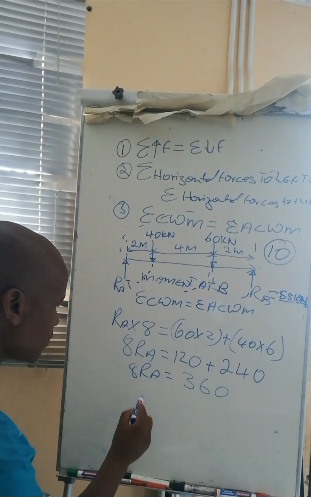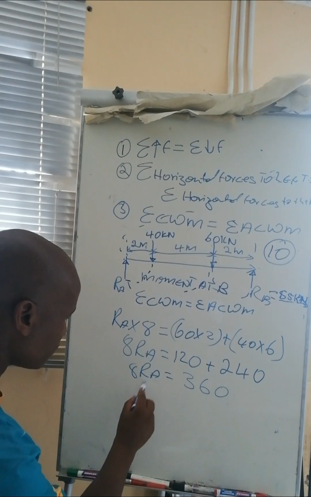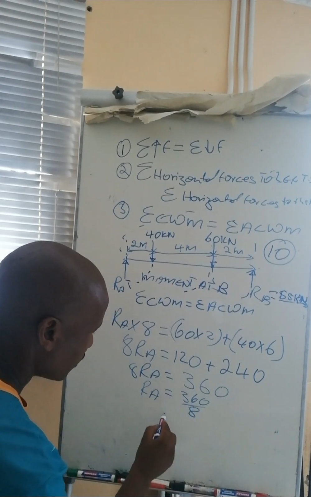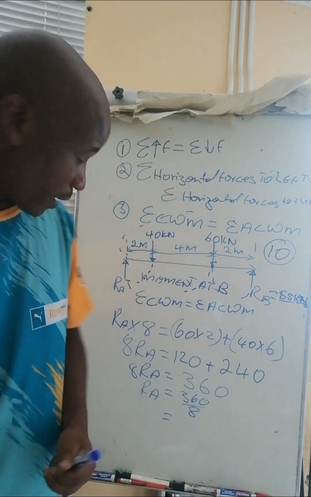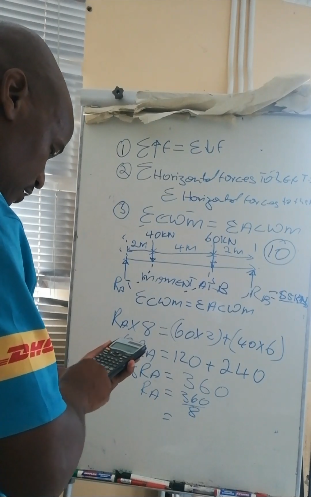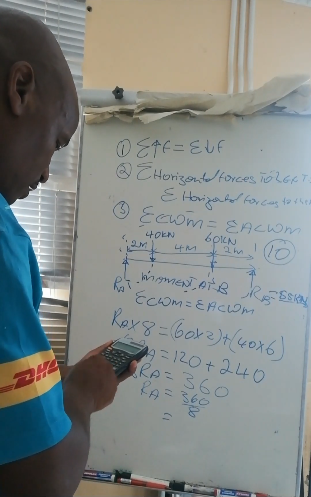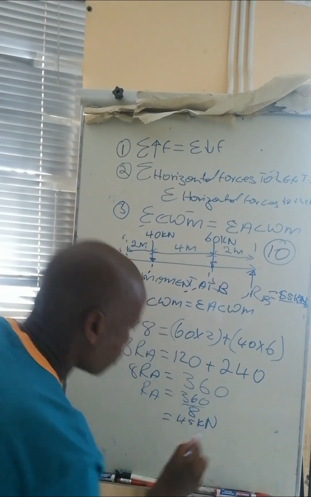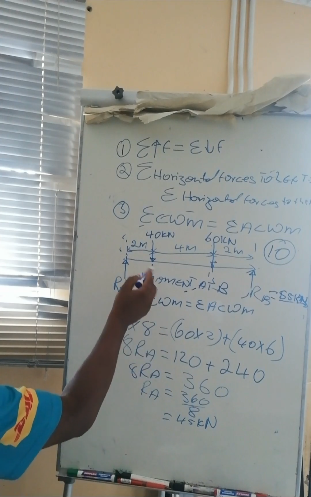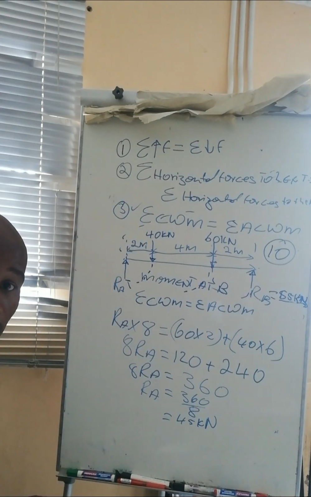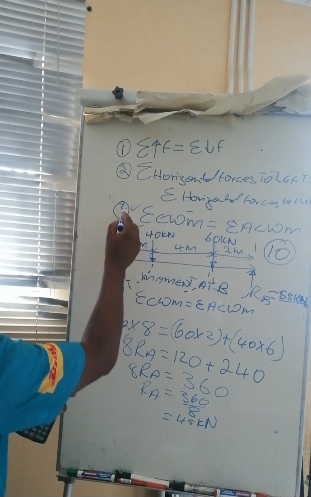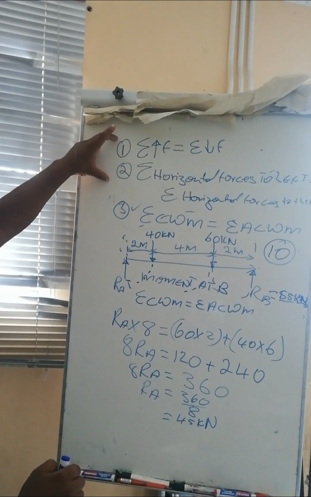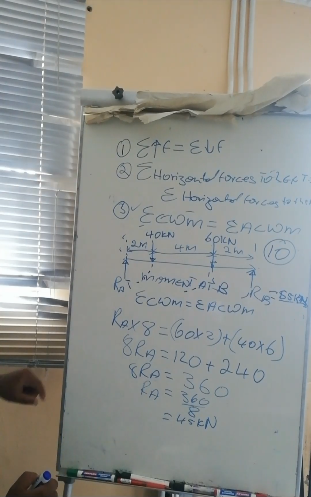360, yes, 360. Therefore, if we make RA the subject of the formula, you end up with 360 over 8, which is 360 divided by 8, and it is equal to 45 kilonewton. This satisfies condition number 3. Your reaction satisfies condition number 3. You still have to prove the remaining 2 conditions.